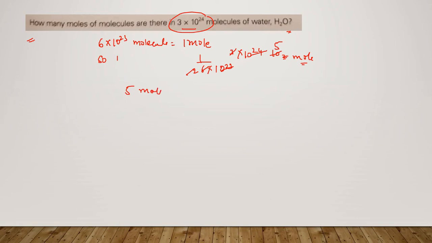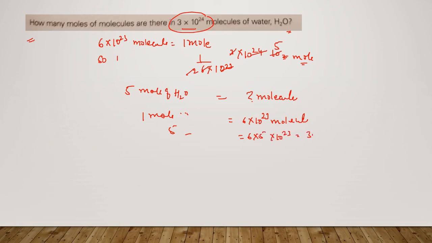Now if you want to check your answer, if you are given 5 mole of water, how many molecules will there be? You know that 1 mole of water is always 6 into 10 to the power 23 molecules of water. If I have 5 mole, it will be 6 into 5 into 10 to the power 23, which is nothing but 30 into 10 to the power 23, basically 3 into 10 to the power 24. In this way you can check that yes, you're right.